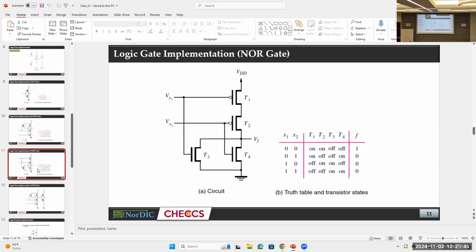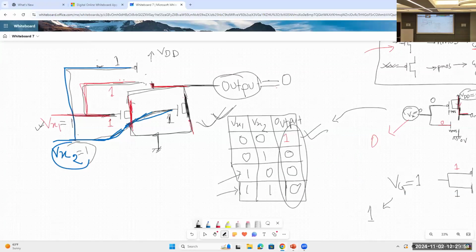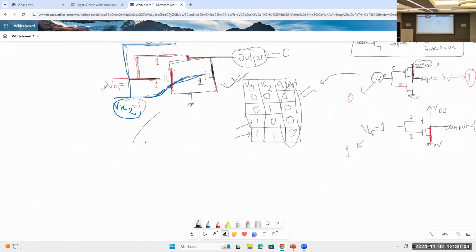Okay, so to make an AND gate, we have shown you the NOR gate. This is NOR, right? Let me draw this circuit in a fresh sheet. It will be very quick. I'm just drawing the circuit again.